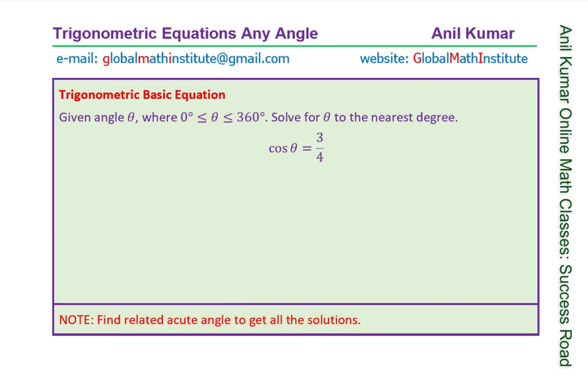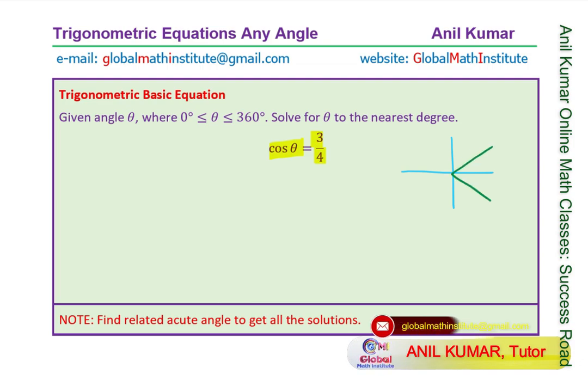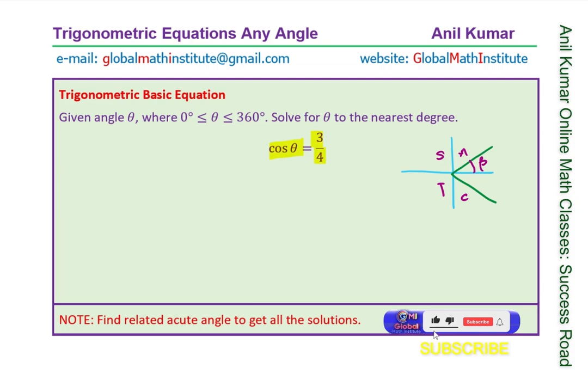This is based on cosine. So we have to find the angle theta, where cos theta is equal to 3 by 4. So first step, in which quadrant do we expect the solution? Clearly, it is quadrant 1 and quadrant 4, correct? You may write down the CAST rule here just to remember which quadrant, and the idea is to find the related acute angle. Remember, in this case, the related acute angle is also a solution. Perfect. So, let's solve for cos beta equals 3 by 4.